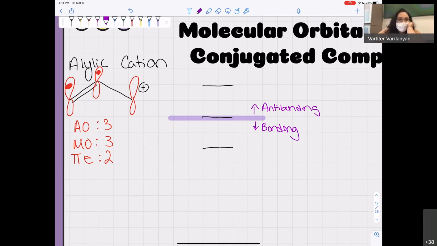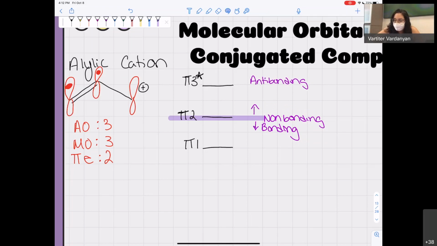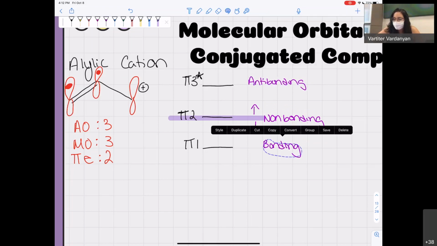But now we have something that's right on the line, and that guy is going to be non-bonding. So that non-bonding is essentially just a cushion that keeps bonding and antibonding equal to one another. So if you have an odd number, the one in the middle is going to be non-bonding. So in this case, pi 1 is bonding, pi 2 is non-bonding, and pi 3 has a little star because it's antibonding. So I will just put these by their respective orbitals just so it's a little bit more clear.